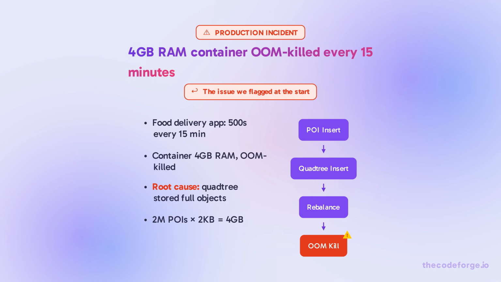This is the same issue we highlighted at the start. Here's exactly why that happened. The team stored full POI objects, addresses, metadata in the Quadtree. With 2 million POIs, each approximately 2 KB, the tree consumed 4 GB. During peak traffic, new inserts triggered rebalancing, which temporarily doubled memory usage, causing the OOM killer to strike.